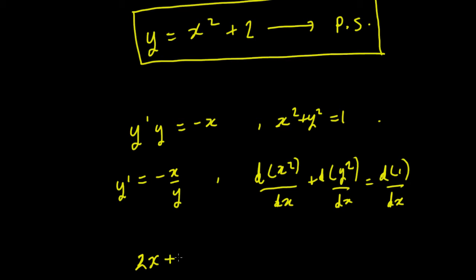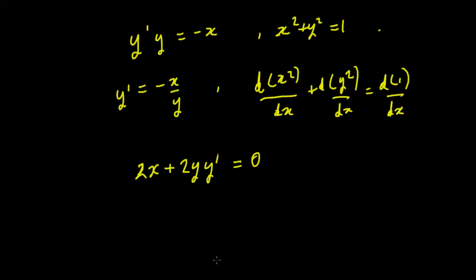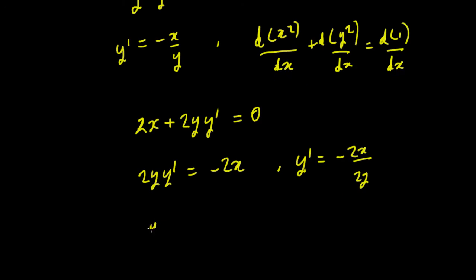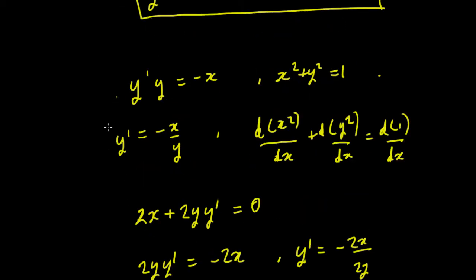Okay, so that's going to be plus 2y times y derivative, and that's equal to the left hand side, which is going to equal 0. So then we can rewrite that, take the 2x across, so you have 2y times y derivative equals minus 2x. So then you're left with y derivative equals minus 2x upon 2y, so then you're left with y derivative equals minus x upon y, which is what we started out to prove.